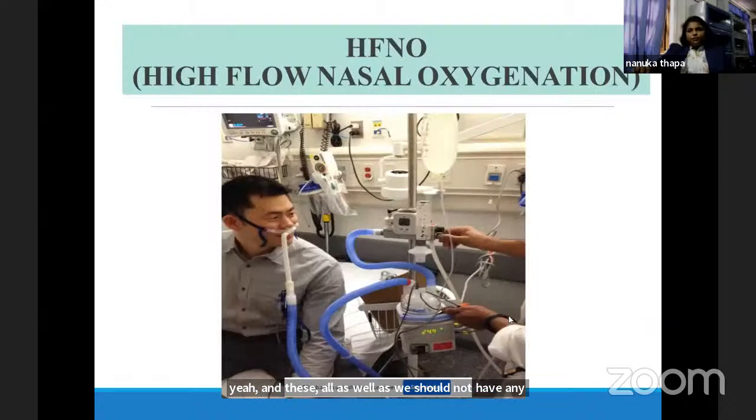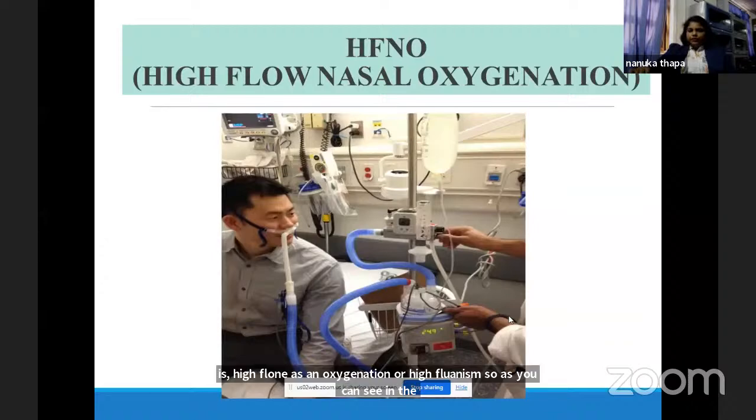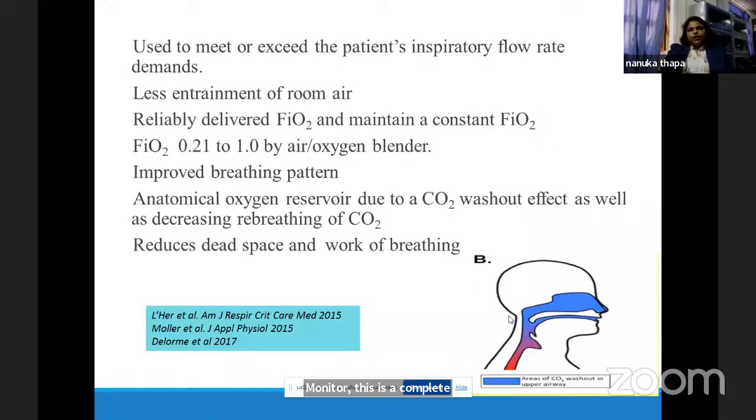Now coming to the next topic, HFNO or NC, that is high flow nasal oxygenation or high flow nasal cannula. So as you can see on the monitor, this is a complete setup of HFNC. So what does it do? It is used to meet or exceed the patient's inspiratory flow rate demands.